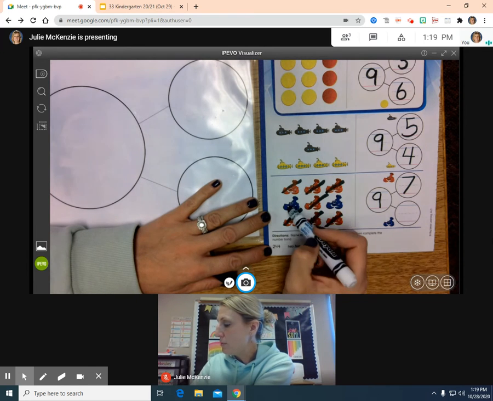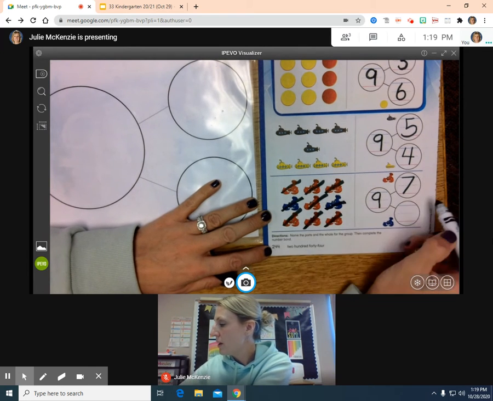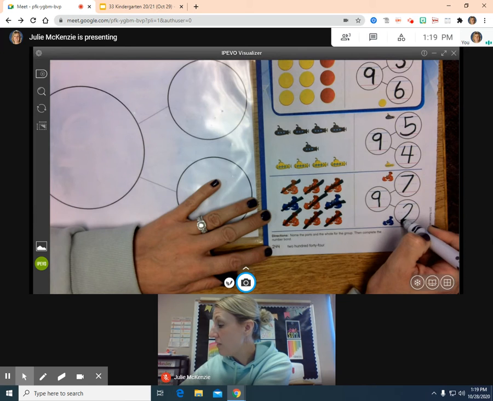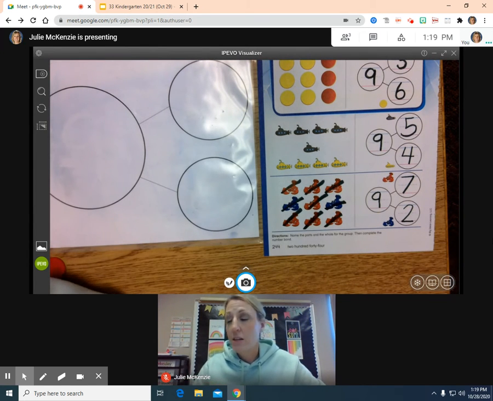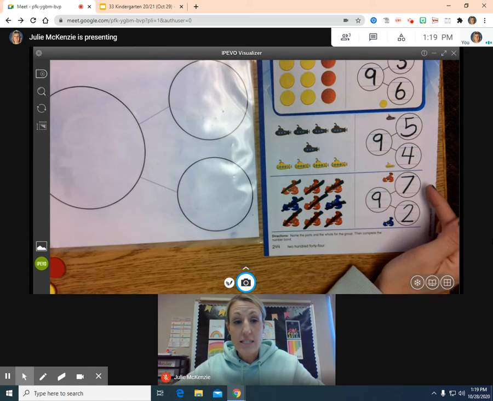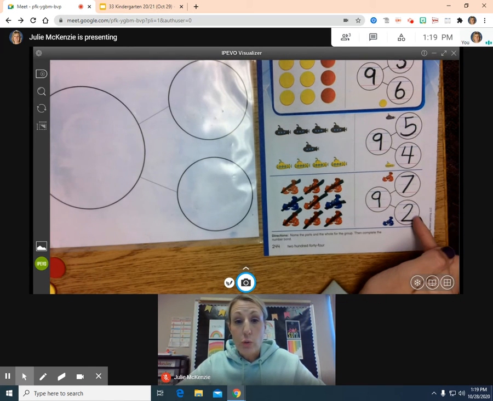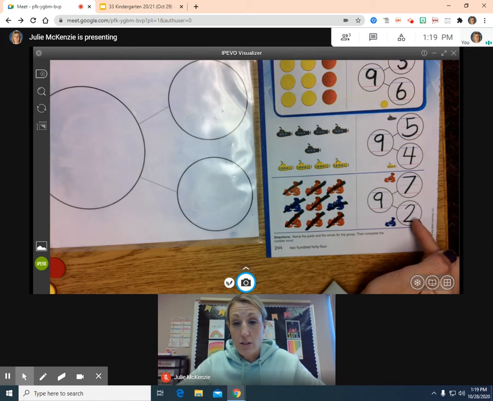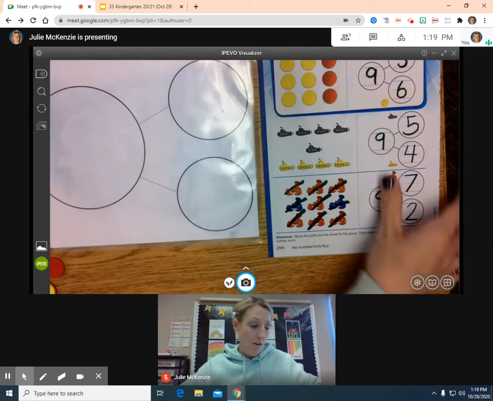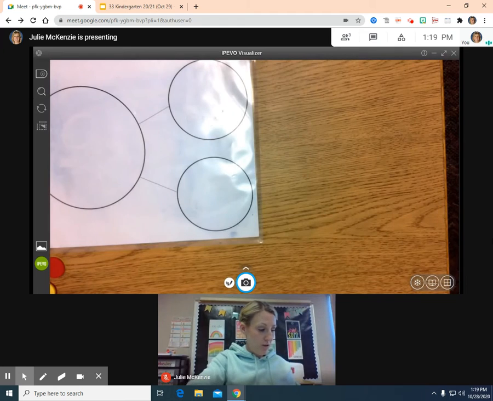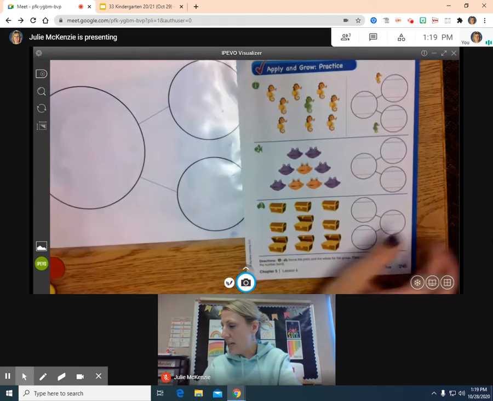Okay, let's count the blues. 1, 2. Make half a heart and give it a shoe. That is how you make a 2. So on this problem, we can see that 7 and 2 are the parts to make the whole, and 9 is the whole. All right, let's go to the next page over, which has the seahorses at the top.